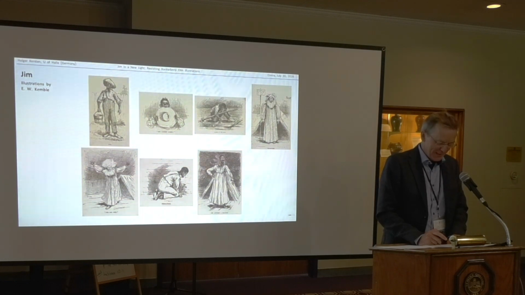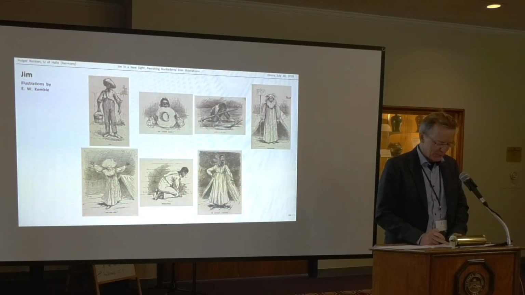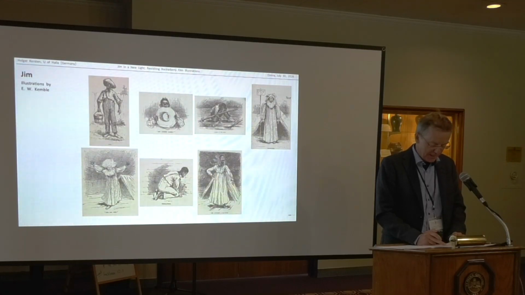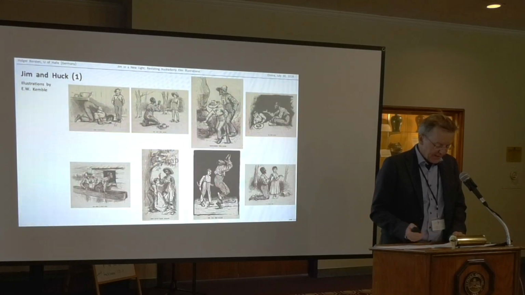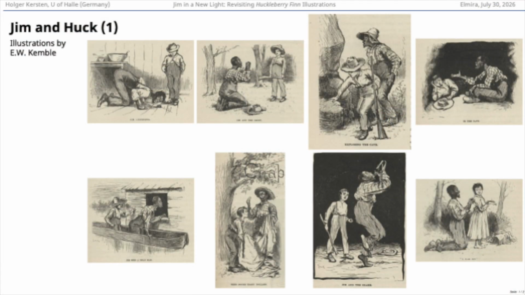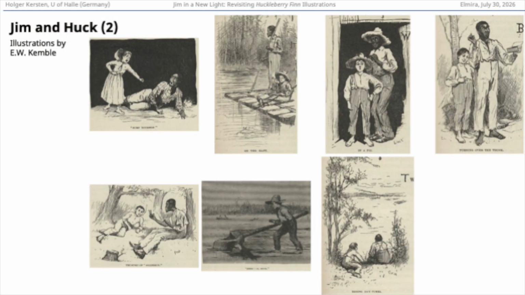It becomes apparent that the image he reproduces is not representative of Kemble's overall visualization of Jim. The first contact sheet displays all images of Jim alone. The second and the third present those in which Jim appears together with Huck. Viewing the complete set of illustrations reveals a considerably broader and more varied visual record than the one suggested by the small number of images that have dominated the critical discussion.